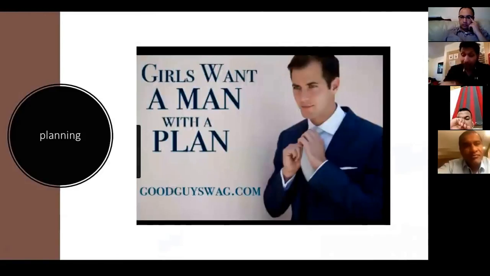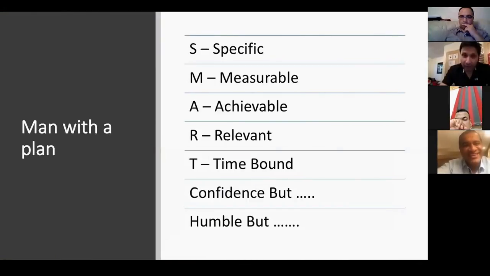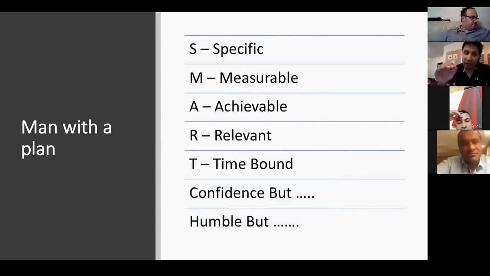Okay, planning. Planning is very important. Girls want a man with a plan, and so does every exam. You have to have a smart plan. Smart means specific, which is specific to this particular exam, not specific to the orthopedic curriculum. It's specific to this particular FRCS exam, which has very specific questions and a specific answer to each of them. You have to have measurable information for that. You need to know the depth of that exam, and you need to know the breadth of it.